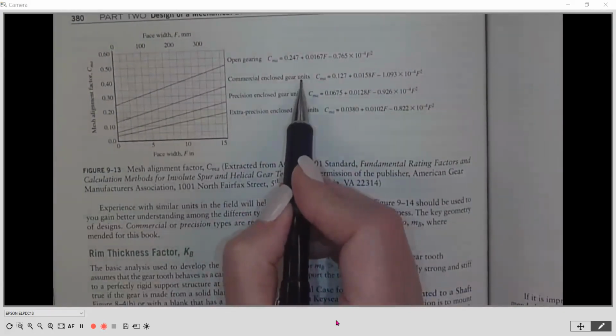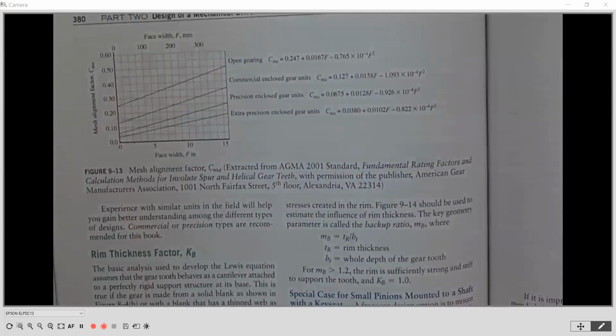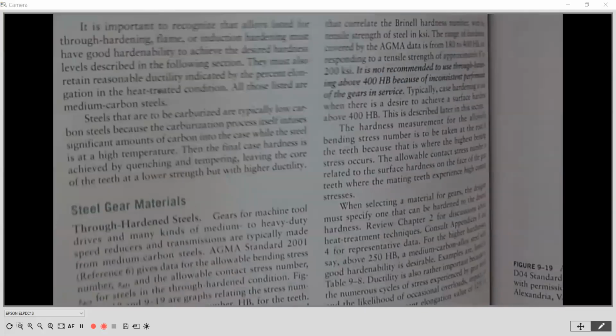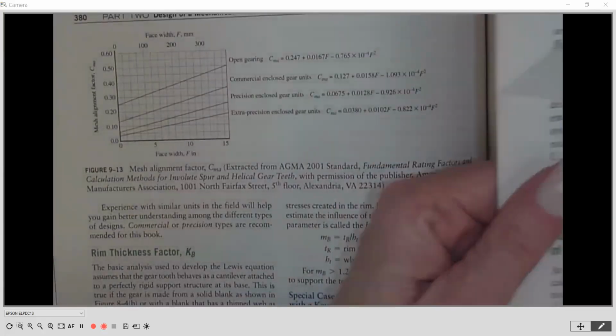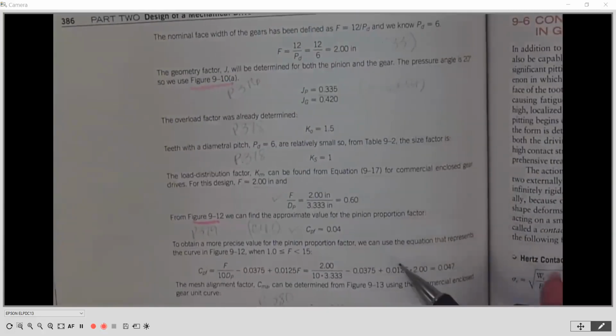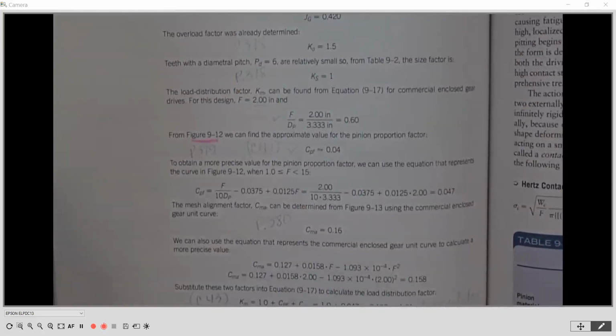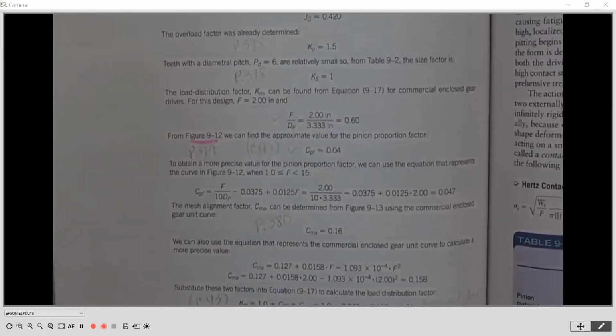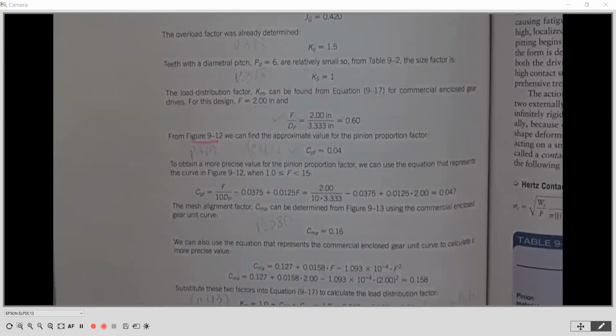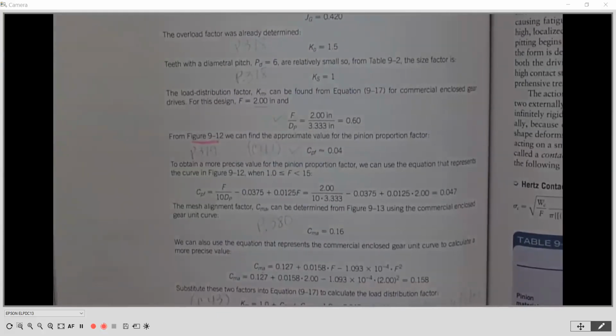Commercially enclosed gear units, that was in our problem statement. So if I go back over here, I wanted to first look in my problem to see what the book picked so that we line up with them. They did 0.16. Yep, that is exactly what we got. So now, by having these two values in here, it automatically calculates my KM factor. You don't have to pick that one off. You just have to pick these two off of the chart to feed into that.